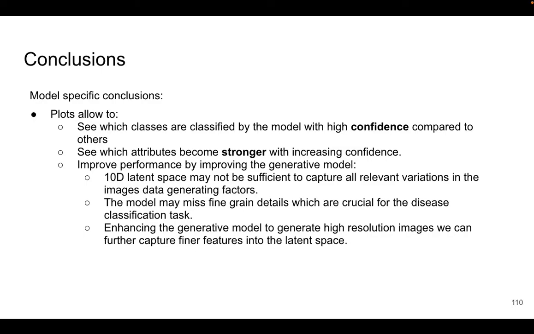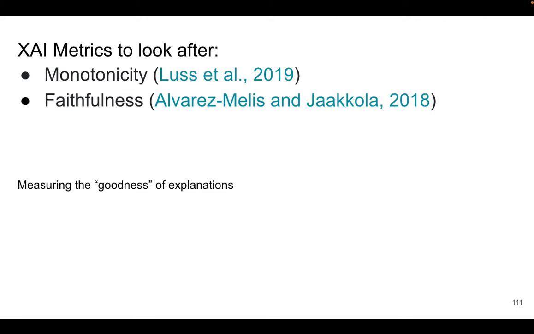Or we already said this conclusion, so as possible solution. Okay, so now we saw some cases with tabular data, we saw some with images. Now we try to seek some numbers to compare our explanations, right? So there's not so many options. In this toolbox, explicitly you find monotonicity, faithfulness, in order to somehow measure the goodness of explanation. So we will go through them briefly.